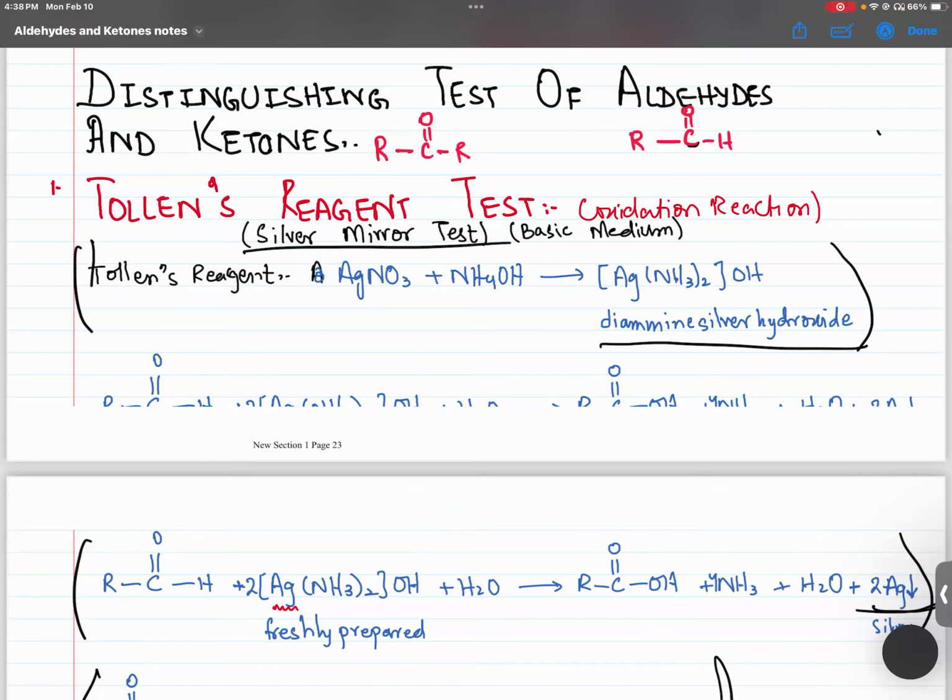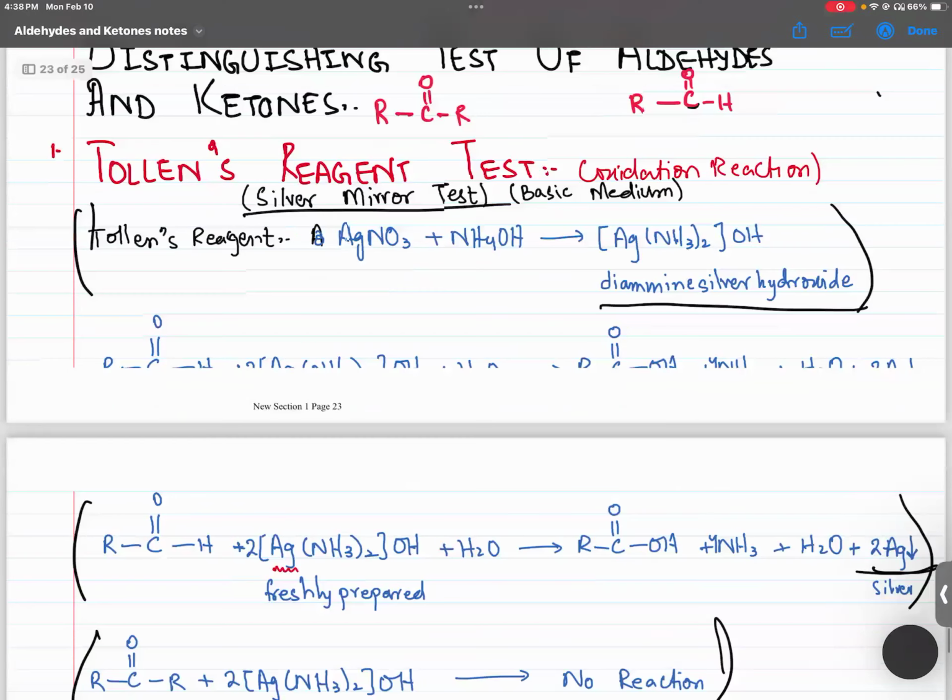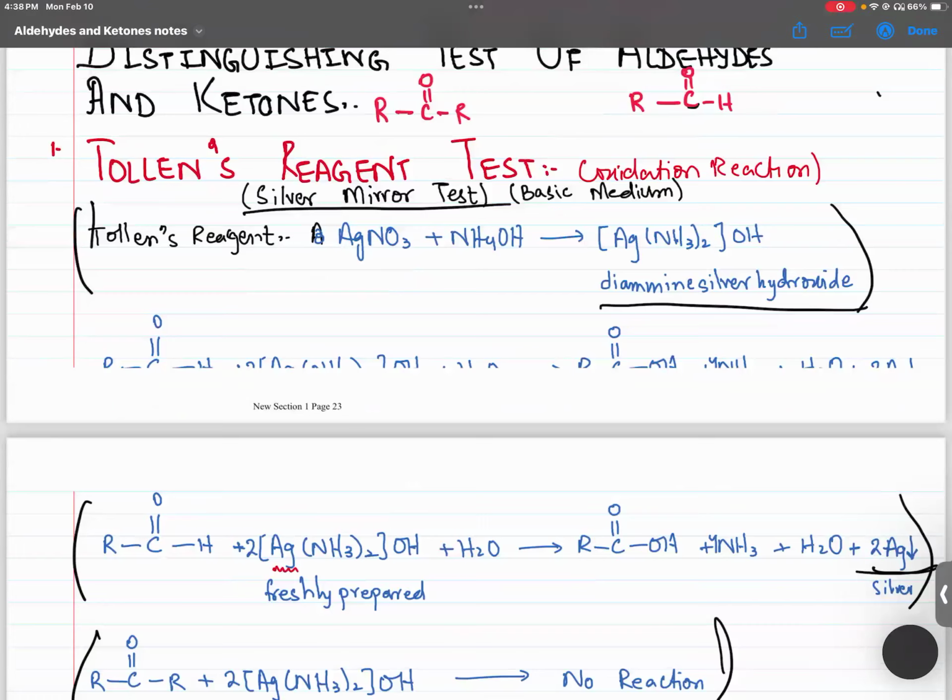Basically, these are the oxidation reactions: the Tollens reagent, the Fehling solution, the Benedict solution. These are the oxidation reactions. And let me tell you that the ketones are the stronger ones, and they are not oxidized by these very weak oxidizing agents, Fehling solution and the Tollens reagent. These are basically weak.